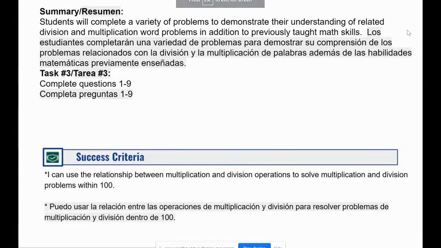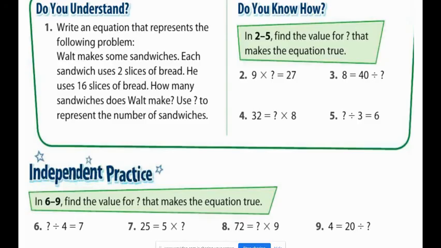For Task 3, students will complete a variety of problems to demonstrate their understanding of related division and multiplication word problems in addition to previously taught math skills. To be successful with this task, students will use the relationship between multiplication and division operations to solve multiplication and division problems within 100. Students are expected to answer all questions 1 to 9.